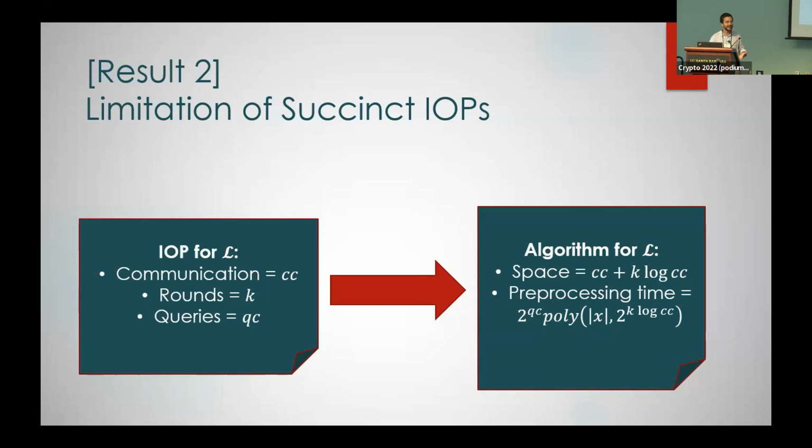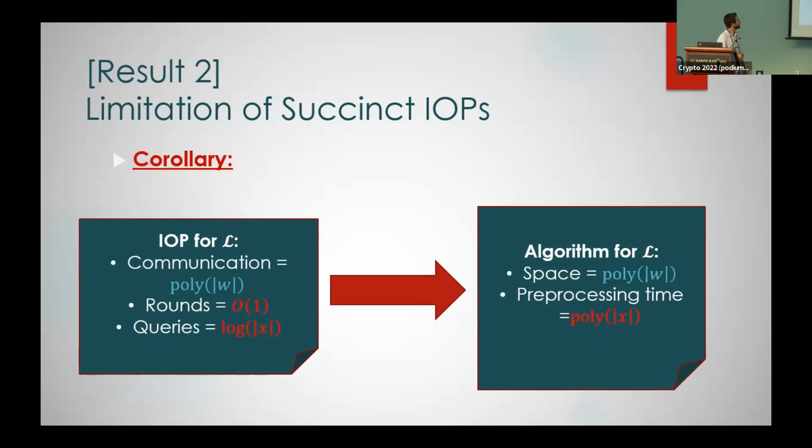So we're talking about succinct IOPs. Let's put some parameters in here to understand how this really works. If we talk about succinct IOPs, the communication is polynomial in the length of the witness. Let's assume that the number of rounds is constant and the queries are logarithmic. Sorry about the colors, by the way. They appeared better on my computer. Then we get an algorithm that decides L where the space is polynomial in the witness and the pre-processing time is polynomial in the instance.